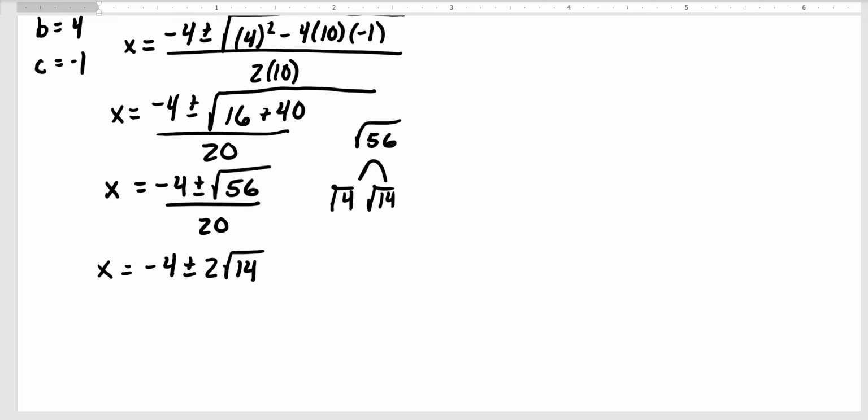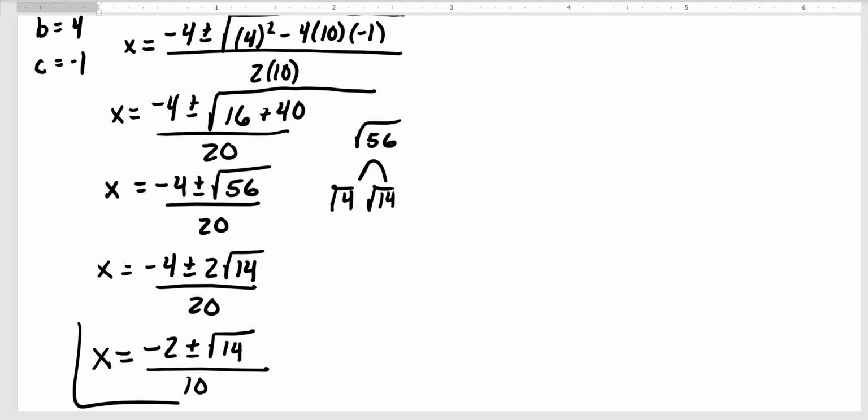root 14 over 20. We can take a 2 out of all of those, so x equals negative 2 plus or minus the square root of 14 over 10. And that would be our solution.